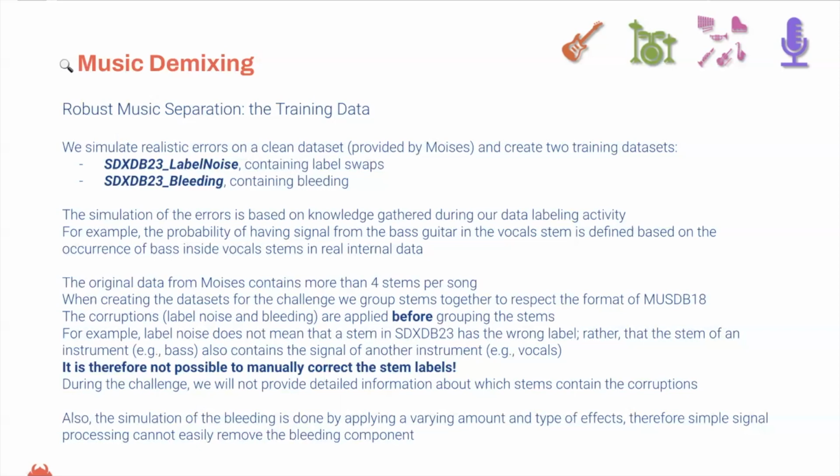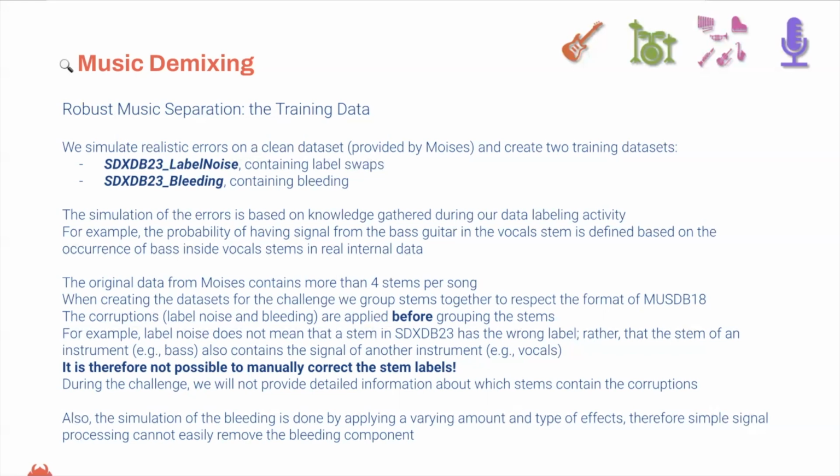Now, there is one item which is particularly important to consider when talking about label noise, which is the fact that the original data from Moises.ai contains, as Igor showed, more than 4 stems per song. So we have a much finer grained level of classification of the stems. For example, you might have a difference between strings and brass, although for the purpose of the challenge, strings and brass belong altogether to the other class. So when creating the datasets for the challenge, we had to group multiple stems together in order to comply with the format of Moises.ai 18 and to the format of the challenge as well.